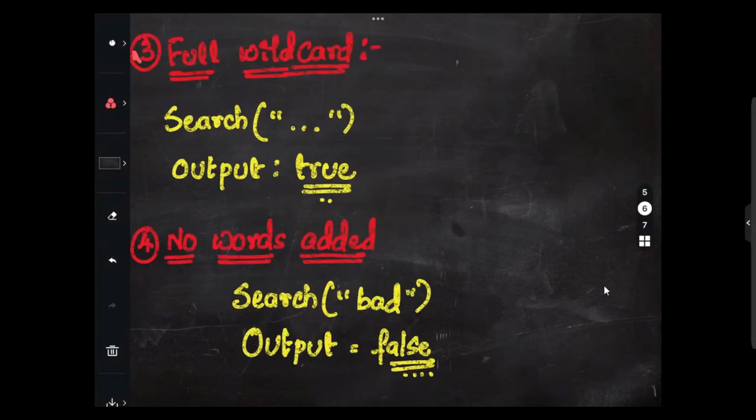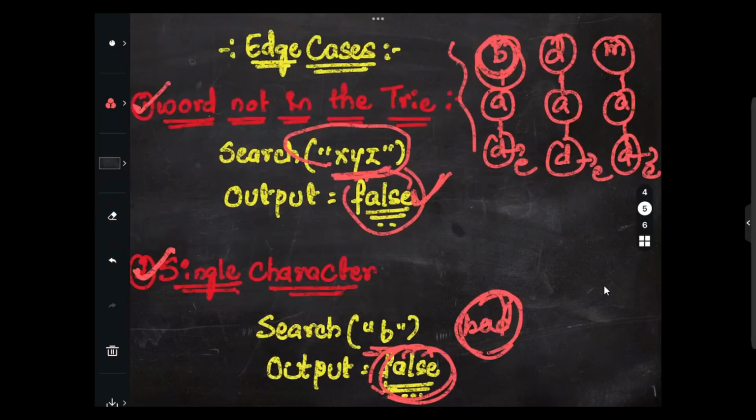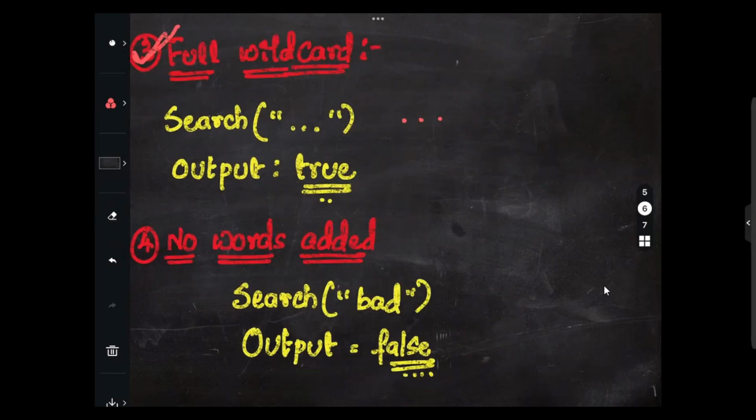Let's move on with the third edge case, full wildcard. So we have dot here. We can consider bad, dad, or mad here. It doesn't matter. This wildcard can match any character, right? So it can be bad, dad, or mad. Just for the sake of example, I'll consider bad here. In this case, we have to return true, right? This is fine.